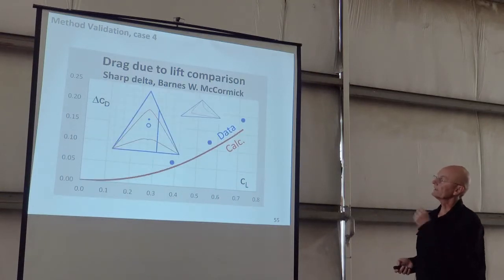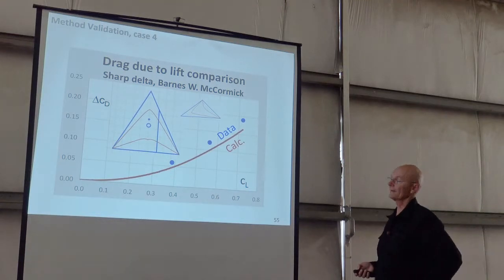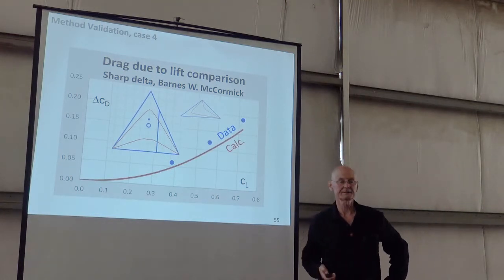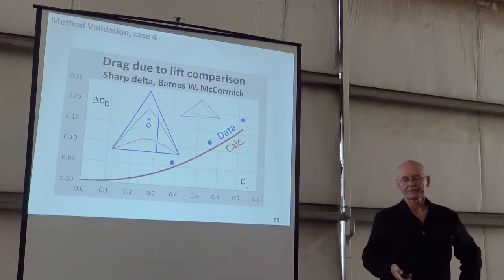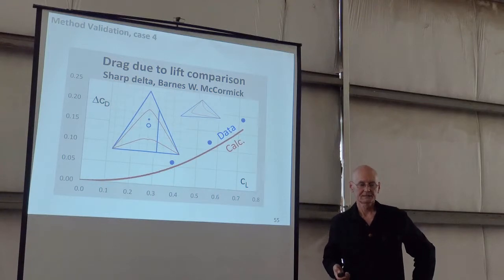Okay, and then last but not least, we have a delta wing. This is the most difficult. This is difficult to match because the delta wing is going to have a nonlinear lift coefficient, nonlinear features that are not picked up by the method. We could have added an empirical effect, but there is no such thing right now in the model.